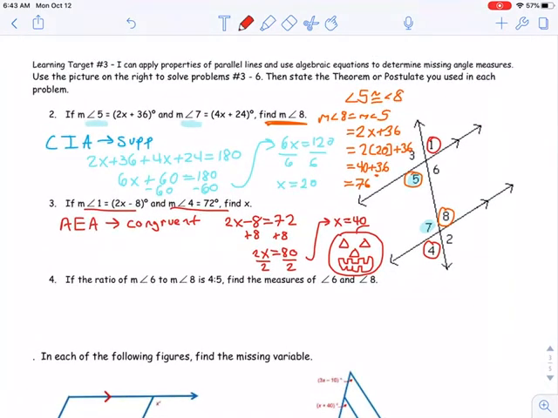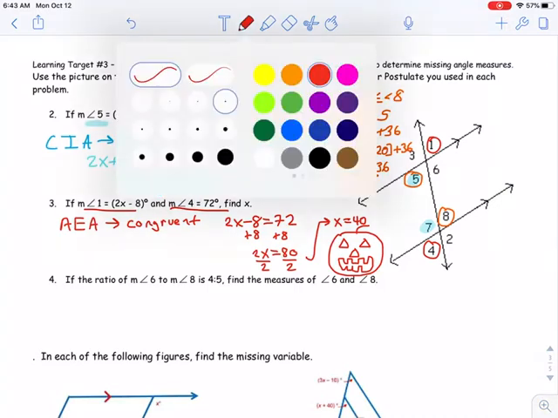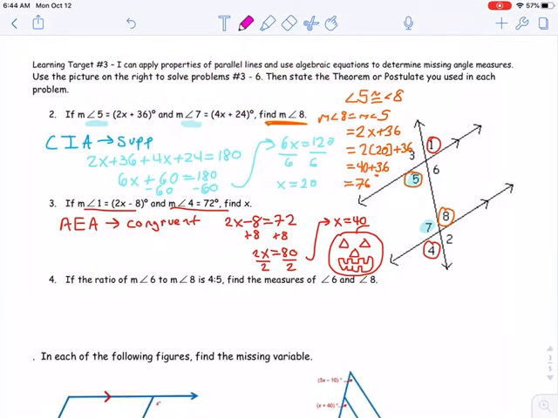Okay, now, next problem. The ratio of 6 to 8 is 4 to 5. Well, let's not worry about the ratio part. Let's just say, well, I got angle 6, I got angle 8. All right, again, what are they? They're on the same side of the transversal. They're on the interior, or the inside of the parallel line, so they're consecutive interior angles.